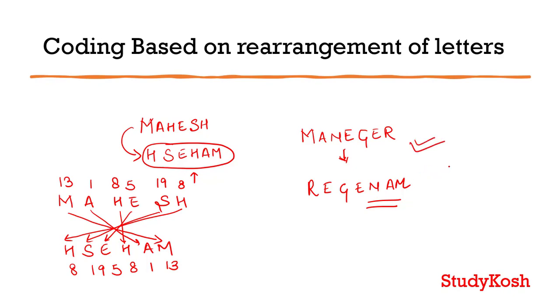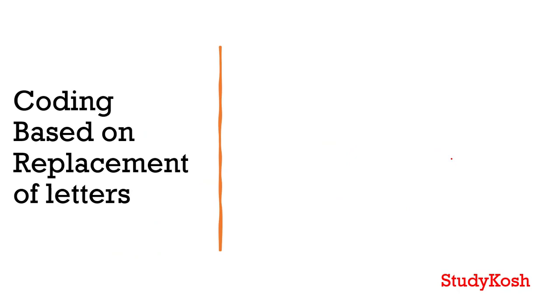So this is how you check the letters' positions, find out the order and write down the required answer accordingly. Next we have coding based on replacement of letters. In this type, the letters of words are replaced by other letters following a certain pattern to obtain the code. The first type under coding based on replacement of letters is forward sequence coding. Under this pattern, every letter of a word is coded in increasing order of English alphabets.